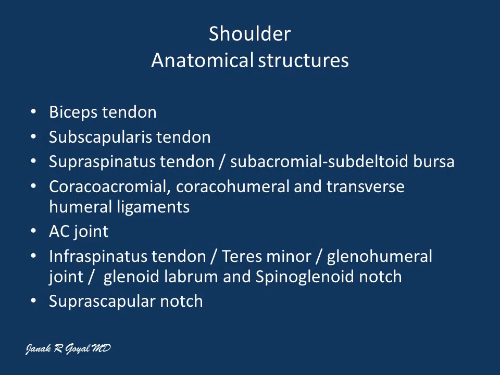The anatomical structures which can be examined with the ultrasound include biceps tendon, subscapularis tendon, supraspinatus tendon, and subacromial subdeltoid bursa, coracohumeral, coracoacromial, and transverse humeral ligaments, AC joint, infraspinatus tendon, teres minor, glenohumeral joint, glenoid labrum, and spinoglenoid notch from posterior view, and also a suprascapular notch for evaluation of suprascapular nerve and artery.